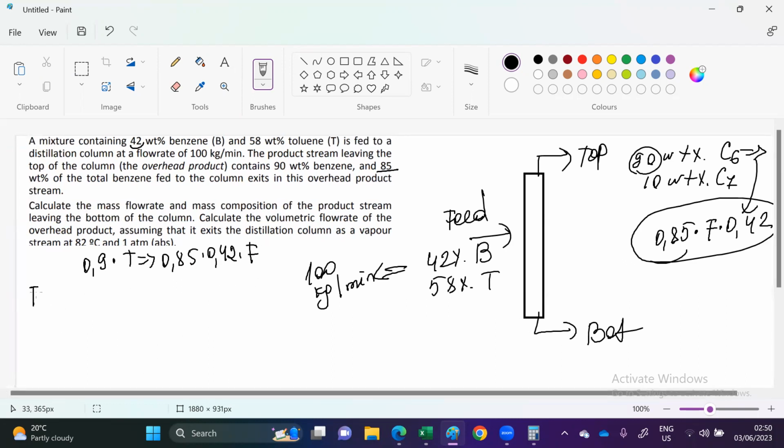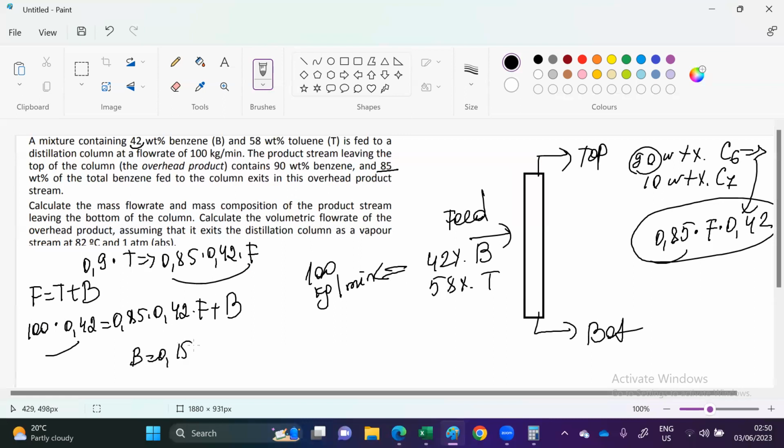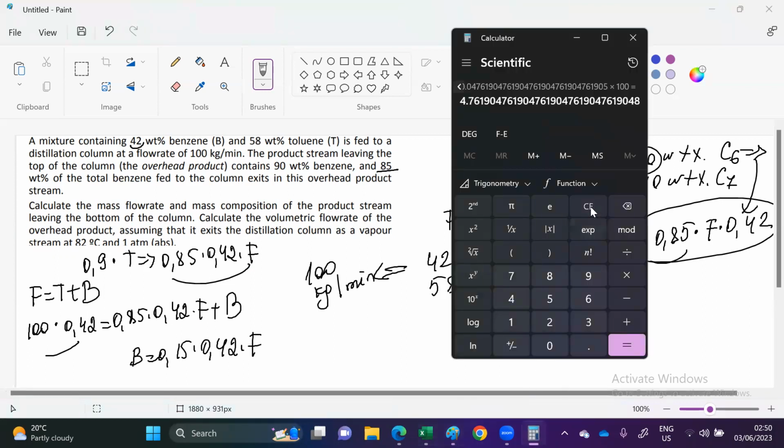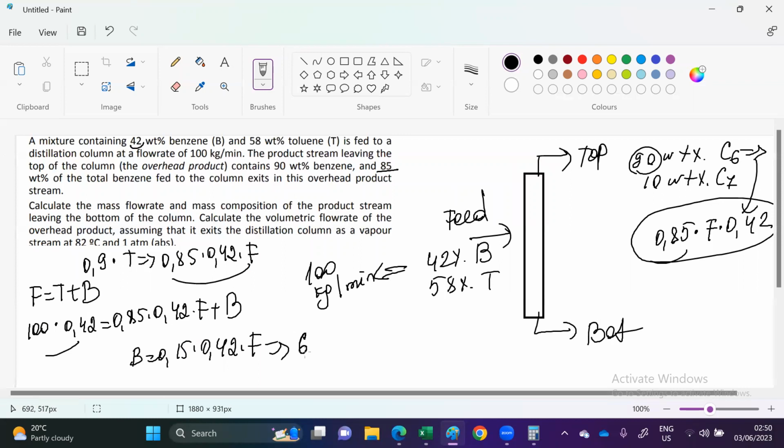Again, the first balance: F is equal to T plus P. Let's write it first for benzene. Feed multiplied by composition is equal to, in the top, as you see, 0.85 multiplied by 0.42 F, plus the bottom. So the bottom is equal to 0.15 multiplied by 0.42 multiplied by F. Let's calculate it: 0.15 multiplied by 0.42 multiplied by 100 is 6.3 kilogram per minute. Okay, good.